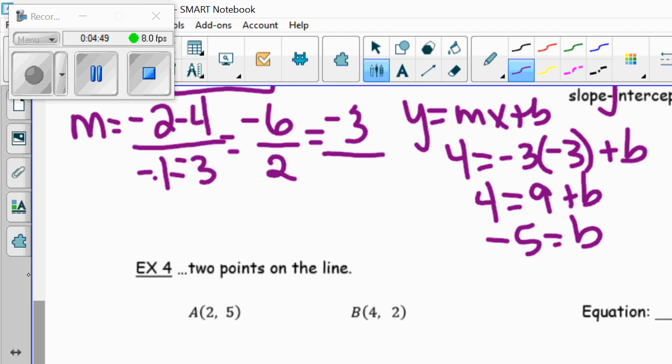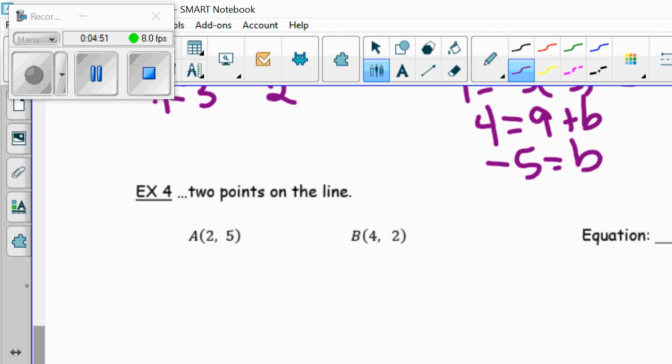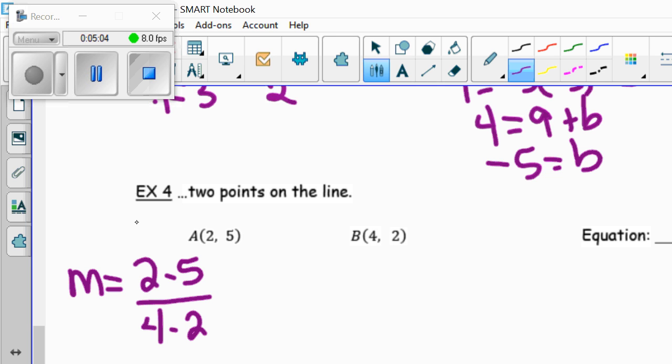Another example. When they give me 2 points on the line, this time they want it in standard form. Again, very first thing I want to do is find my slope. So m = (2 - 5) over (4 - 2). 2 minus 5 gets us negative 3. 4 minus 2 is 2. So my slope is negative 3 halves.